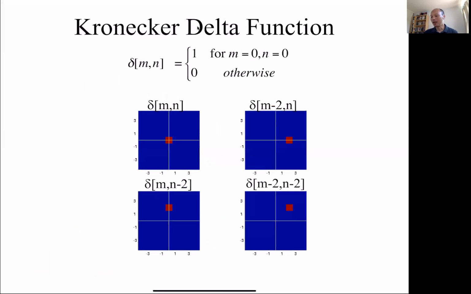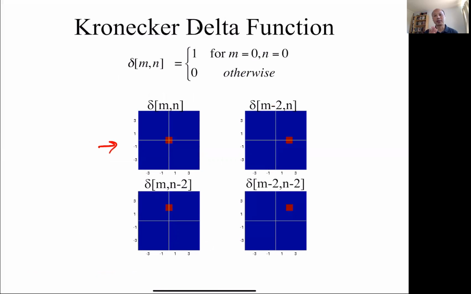Here's a two-dimensional Kronecker delta function. So delta of mn equals 1 when m equals 0 and n equals 0, and it's 0 otherwise. So this here is a picture of the two-dimensional Kronecker delta function. And let's take a look at some shifted versions.